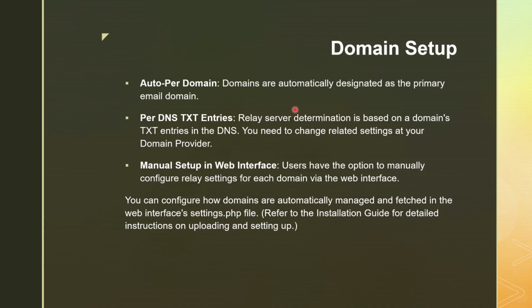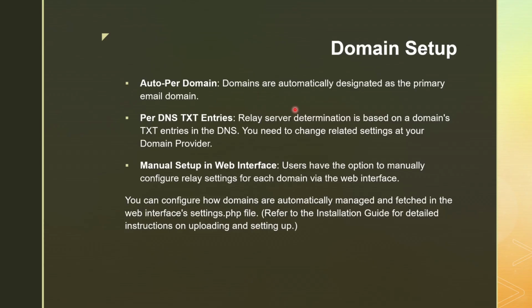And yeah, so if all is set up, you need to do some settings on your domain. So basically we have 3 ways how the determination of how a domain is connected to a relay server can be handled. We have auto per domain. This means if a new domain gets entered into the web interface or fetched locally, the domain itself will be used as primary server. So if you have the domain example.com and it gets inserted into this system, it will be primary server example.com and mails will be delivered to example.com.